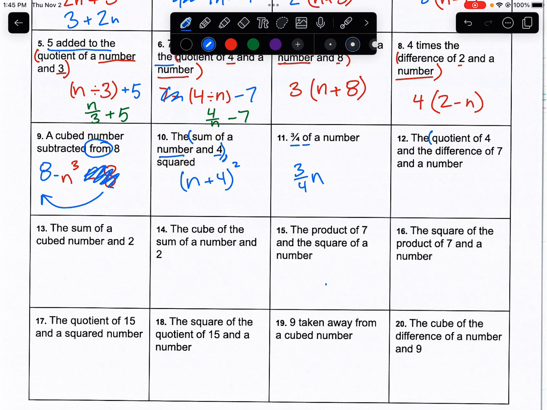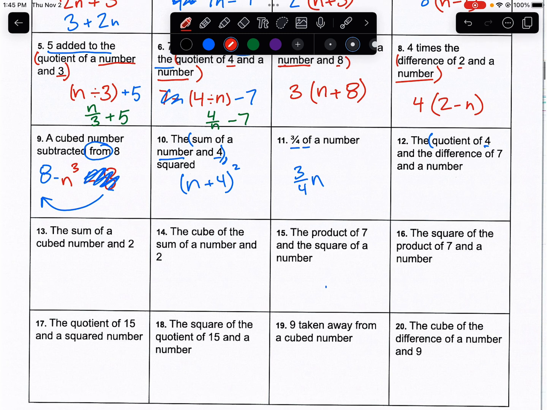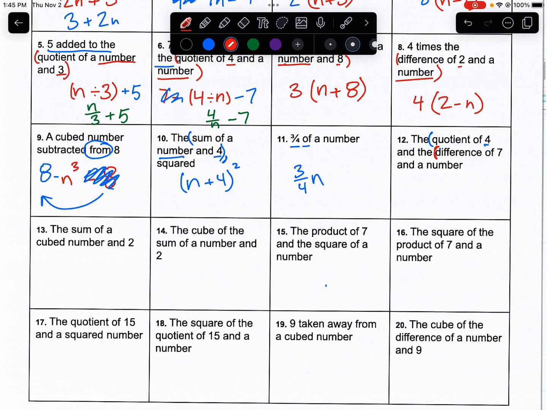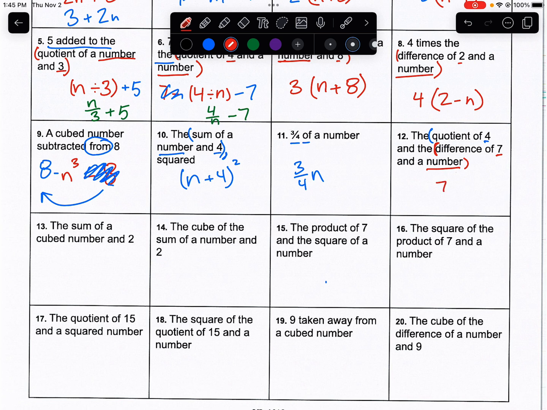Number 12, the quotient of 4 and the difference of 7 and a number. We've got 2 keywords. So imagine if you're doing PEMDAS and you've got parentheses inside of parentheses. Deal with the innermost parentheses first. So let's start a new parentheses with difference. Difference of what? Difference of 7 and a number. Okay, cool. So let's deal with that first. The difference of 7 and a number, 7 went first, number goes second, difference means subtract. Put that in parentheses.